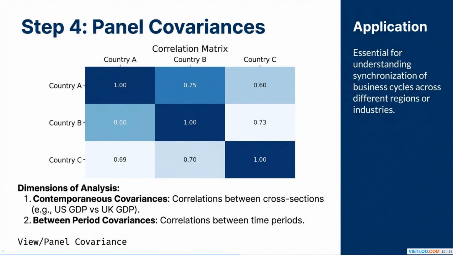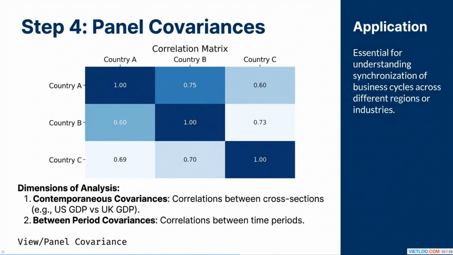Panel covariance analysis allows us to understand the correlation structure of our data in two key dimensions. Contemporaneous covariances measure the correlation between different cross-sections at the same point in time. Looking at the correlation matrix, we can see the correlations between country A, country B, and country C. For instance, the correlation between country A and country B is 0.75, and between country A and country C is 0.60. This is useful for understanding how closely different units move together.